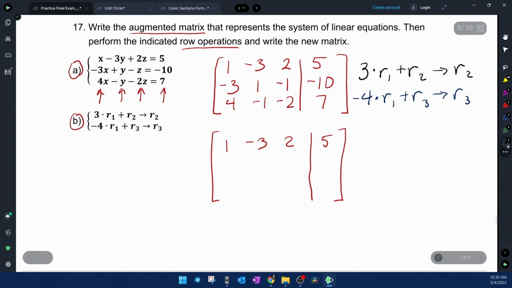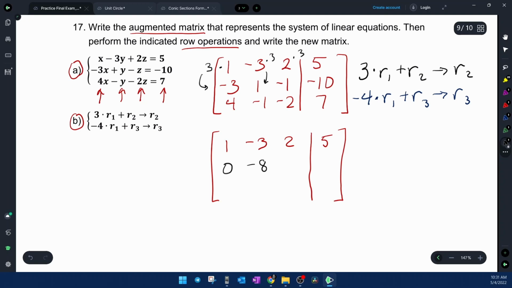All right, so here we go. First, we need to multiply 1 times 3, and then add that to the corresponding element in row 2. That's going to be 3 plus negative 3, which is 0. And then we're going to do it again. Negative 3 times 3, that's negative 9 plus 1 is negative 8.